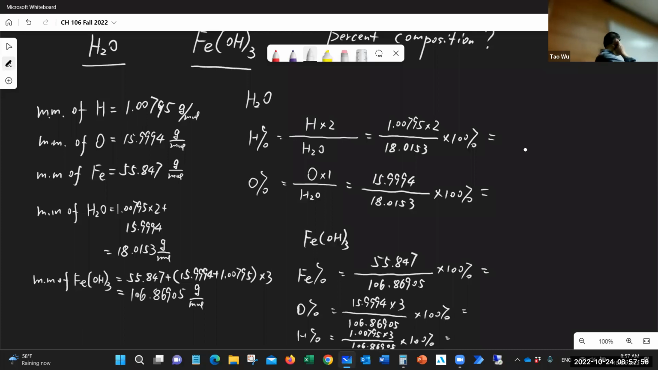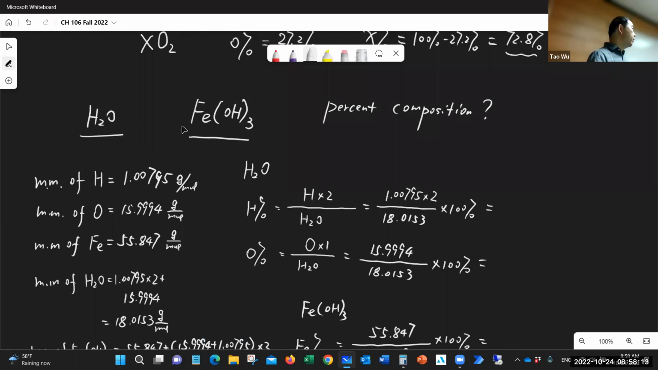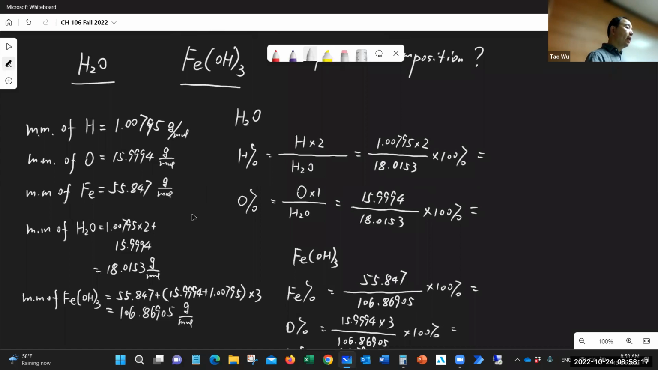Okay, so let's just review the questions. First of all, if you want to figure out the percent composition for each of these compounds, water and iron(III) hydroxide, you need to know the molar mass of each of the elements. You can write those down. And you also need to know the molar mass of the total compound.